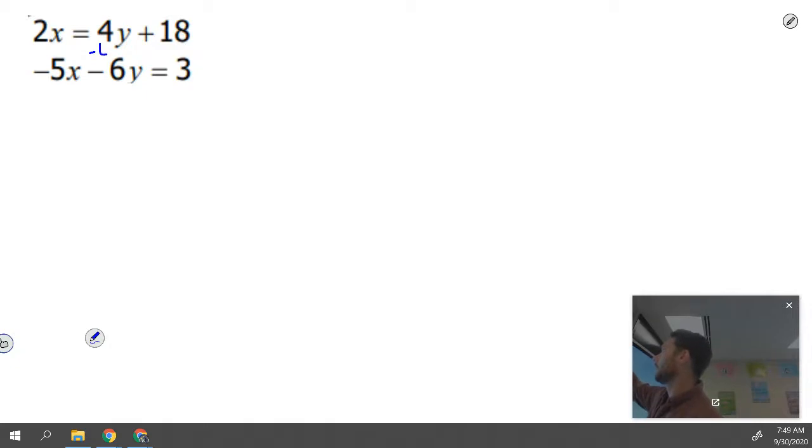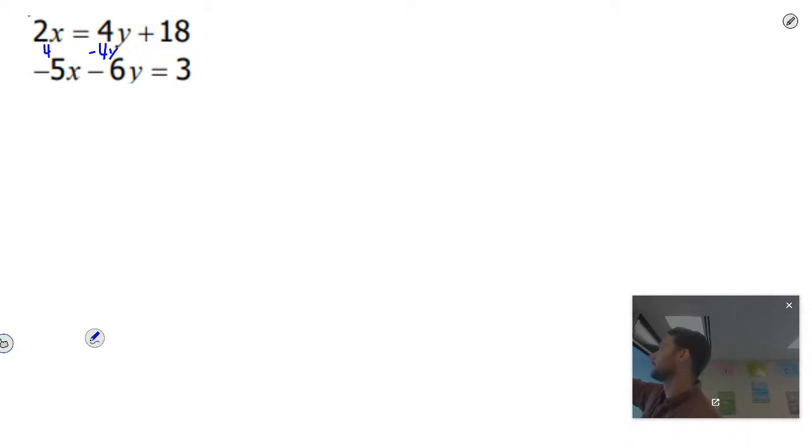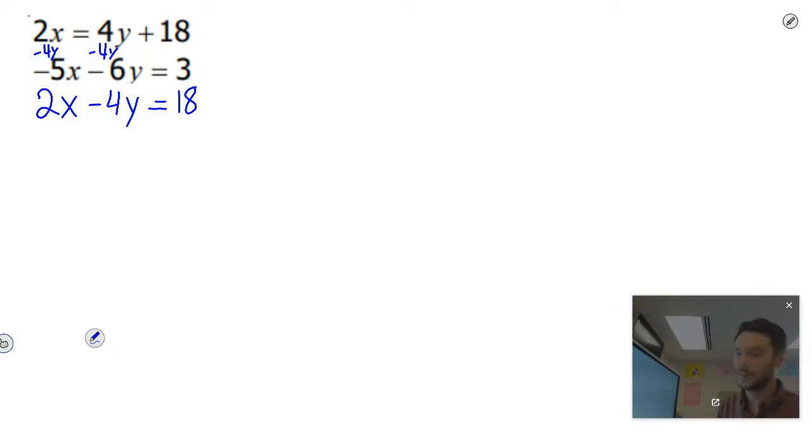Minus 4y, minus 4y. And my top equation will become 2x minus 4y is equal to 18. Okay, so I just moved that y over on that top equation so that now my top equation looks like my bottom equation. So this is now gone. We don't have to worry about that anymore. That is all gone. We're just worried about negative 5x minus 6y is equal to 3, and 12x minus 4y is equal to 18.